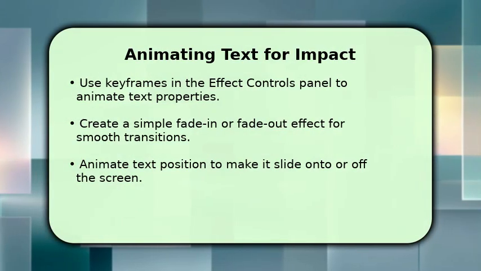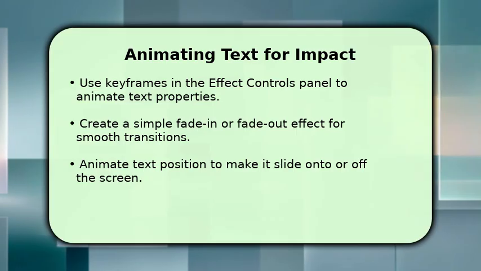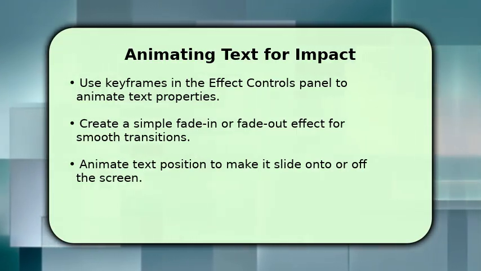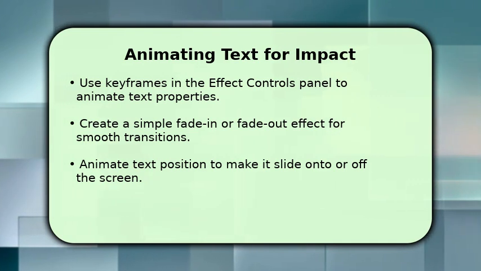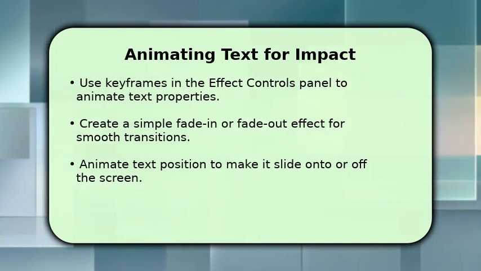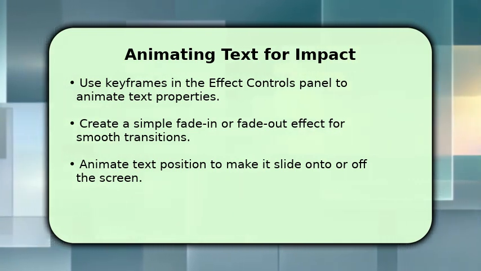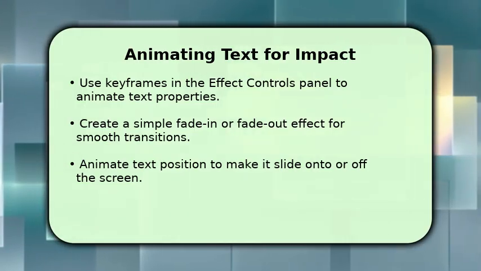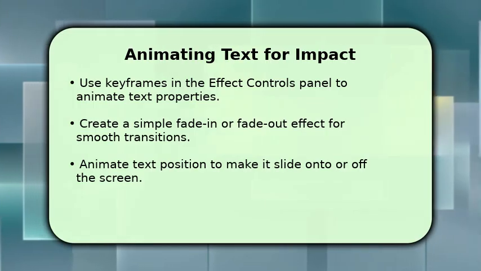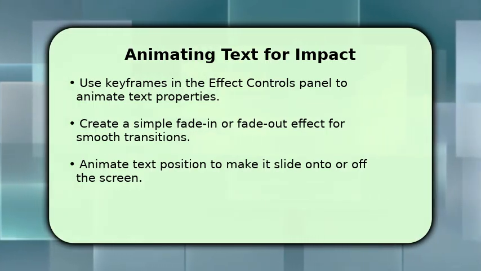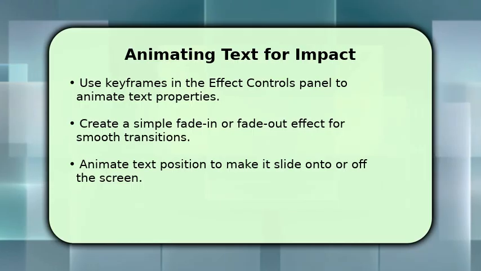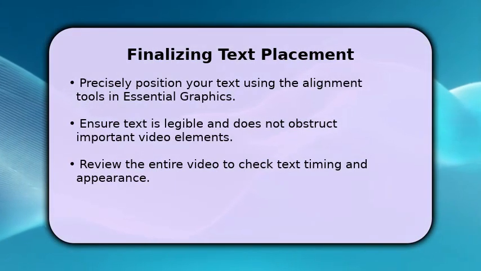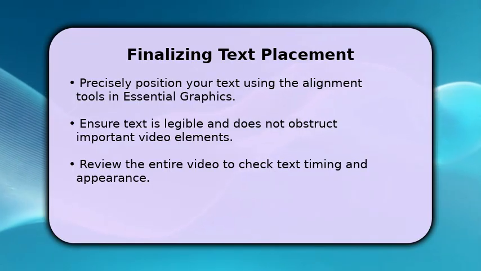To bring your text to life, we'll use animation. In the Effect Controls panel, you can set keyframes for properties like position, scale, and opacity. For example, create 2 keyframes for opacity to make your text smoothly fade in or out. You can also animate its position to have it slide gracefully onto the screen from the left or right, adding a professional touch. For the final touches, ensure your text is perfectly placed.